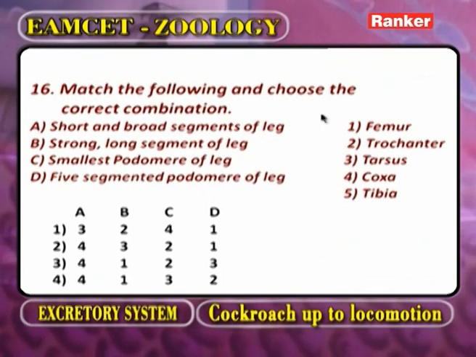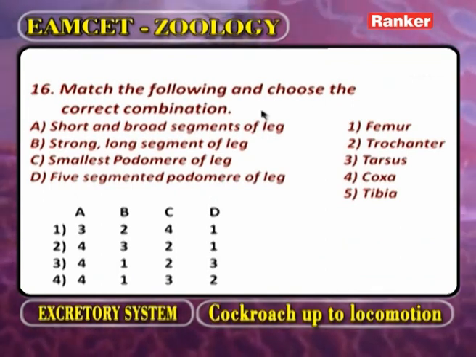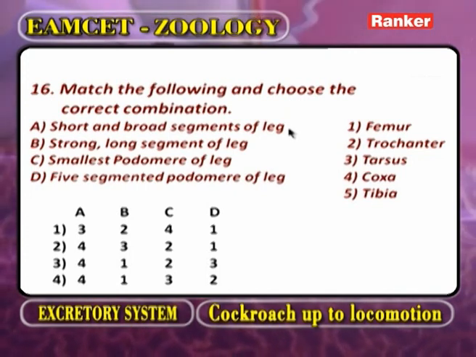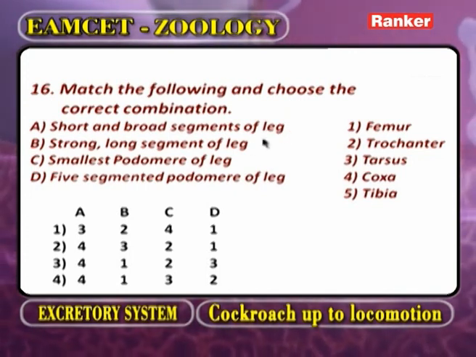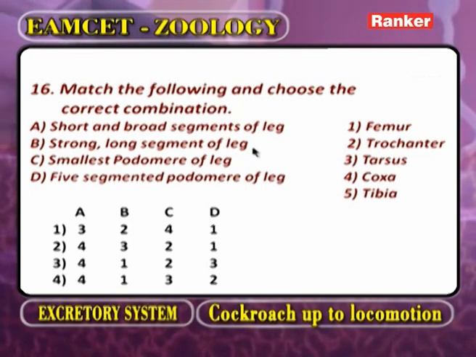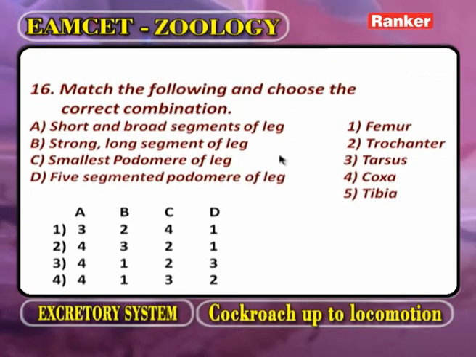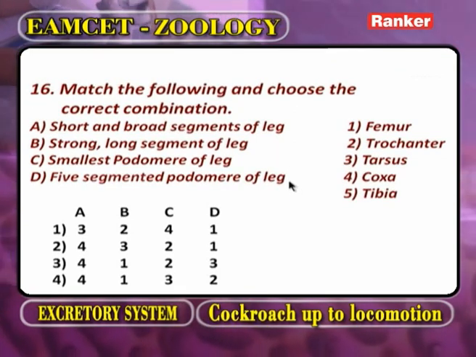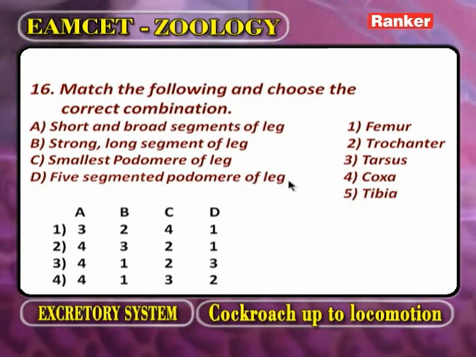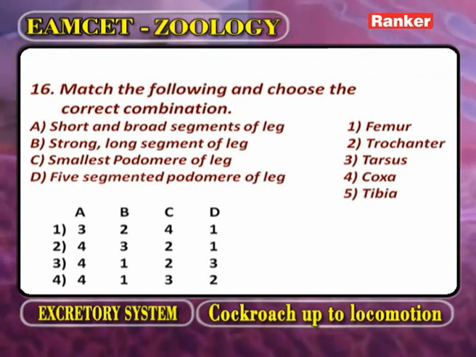Match the following and choose the correct combination. Short and broad segment of leg. Strong, long segment of leg. Smallest podomere of leg. Podomere means segment. Five segmented podomere of leg. Now I am drawing the rough diagram for this question.